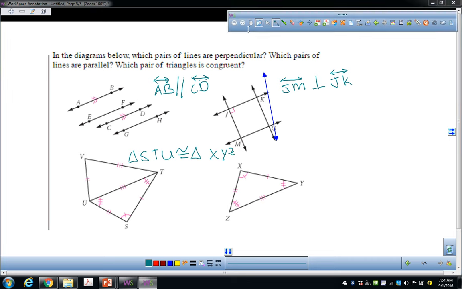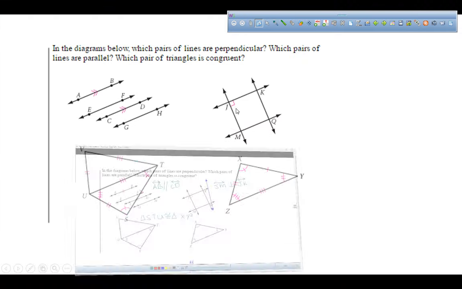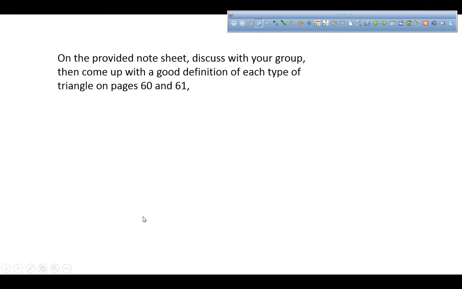So moving on, what are we doing next? On the provided note sheet, discuss with your group and come up with a good definition for each type of triangle on pages 60 and 61. Okay?